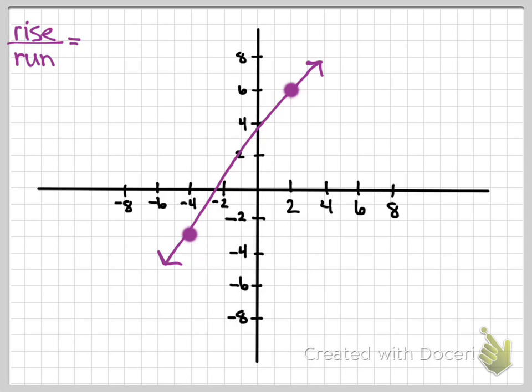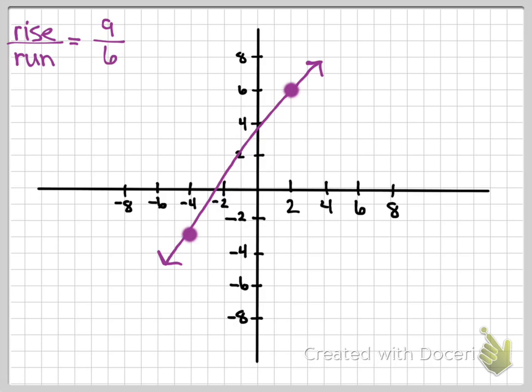-3 all the way up to a +6. So what is my change? I went up by 9. 3 to 0, that's 3. And then another 6, that's going to be 9. So I went up by 9. And how many did I go over? I went over by 6.